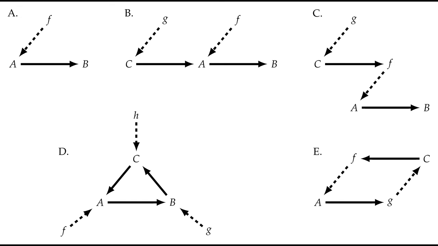The dashed arrows show the functional part of it, and the solid arrows are the relationship part of it, the relationship between A and B. And of course, in category theory, the idea is that we call A the domain and B the codomain of the mapping.